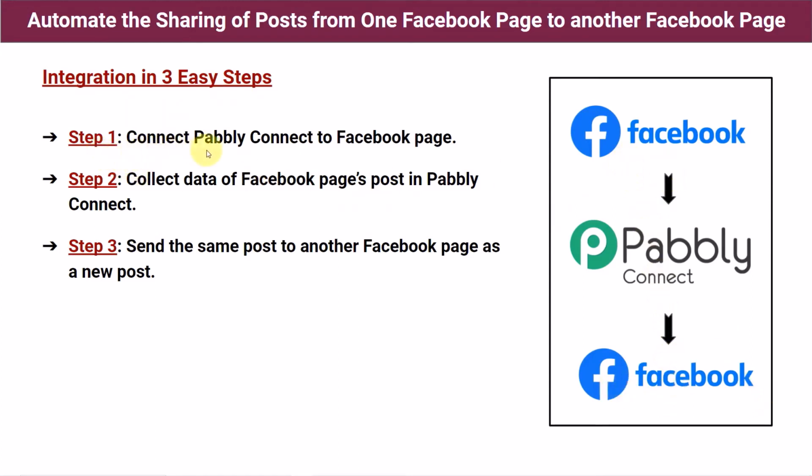So step 1 is connect Pabbly Connect to Facebook page. So first of all, we are going to open Pabbly Connect and connect our Facebook page with Pabbly Connect. And step 2 is collect the data of Facebook page's post in Pabbly Connect. So in second step, we'll bring the data of a post from our first Facebook page to here in Pabbly Connect. And in step 3, we'll send the same post to another Facebook page as a new post. So finally, we are going to send the post that we have captured here in Pabbly Connect to our another Facebook page. Alright, so first of all, let's jump back to our step 1 and open Pabbly Connect.